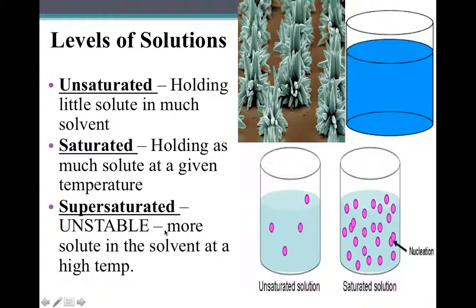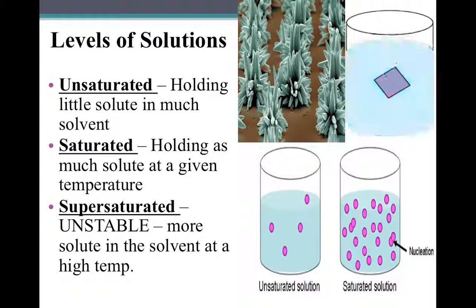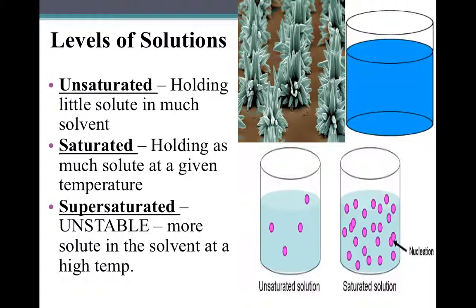Now, supersaturated is the most unstable, okay? And it's going to hold more solute in there at a higher temperature. So if I increase that temperature, I can get more sugar into that Bojangles tea. But if it's at room temperature, it can only hold a certain amount. But if I heat it up, more of it can be dissolved in there.